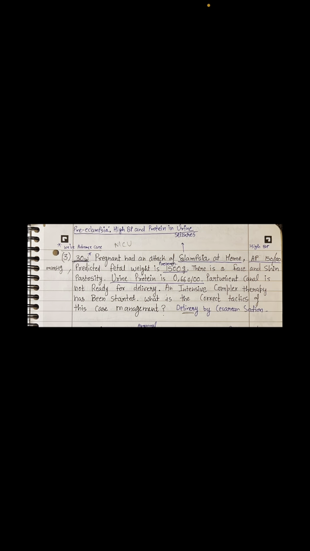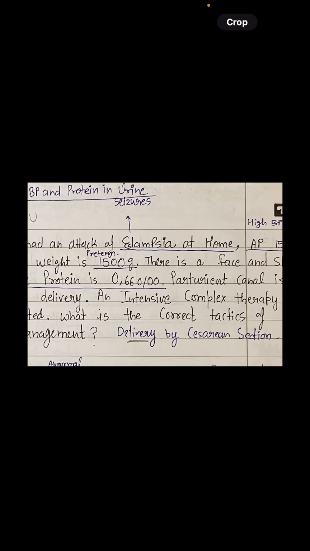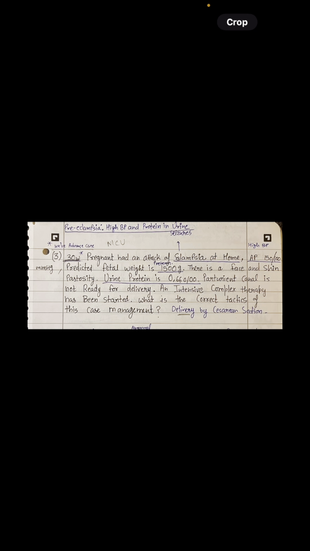Predicted fetal weight is 1500 gram, which is low, very low. Actually it is a preterm baby. There is a face and shin porosity. Urine protein is this much. Parturient canal is not ready for the delivery. An intensive complex therapy has been started.